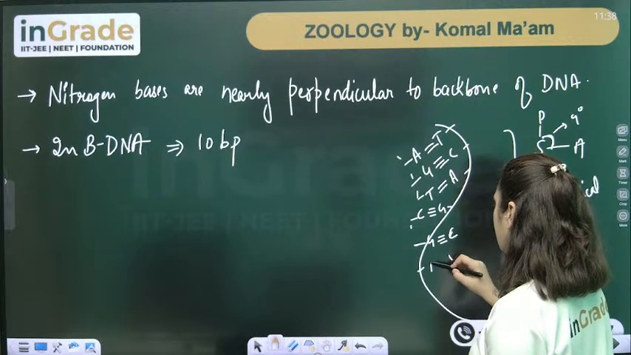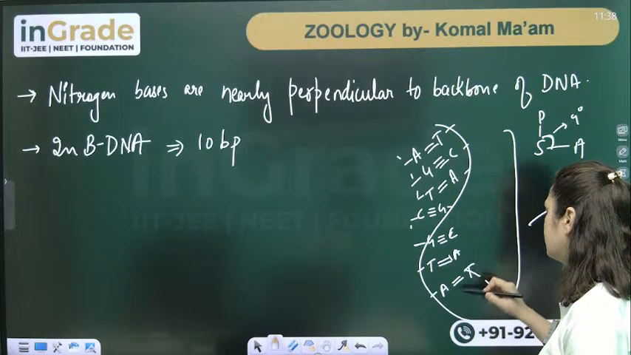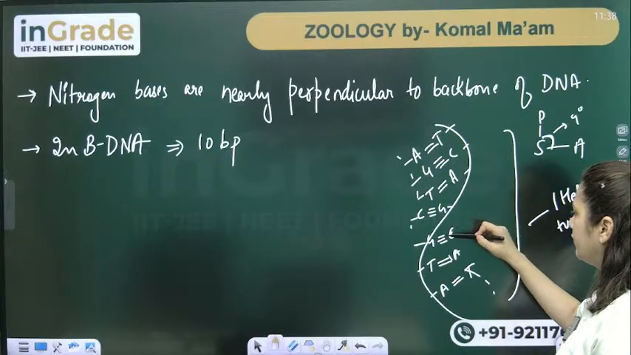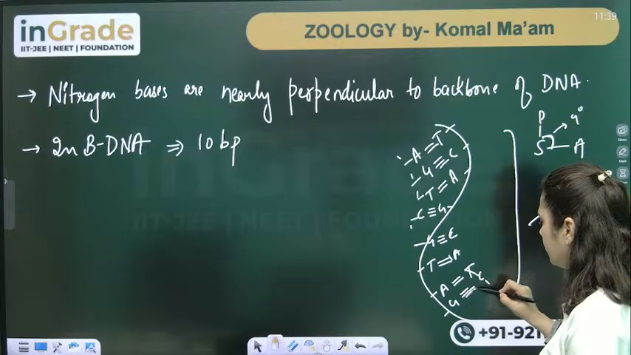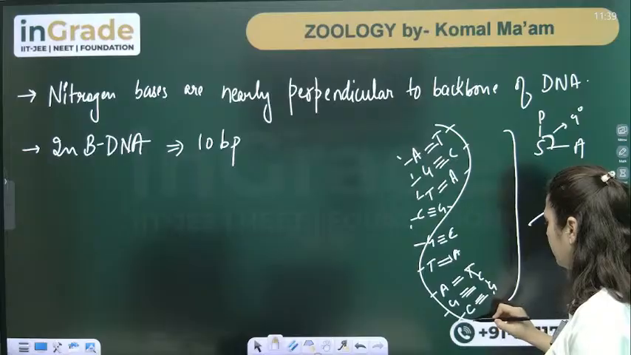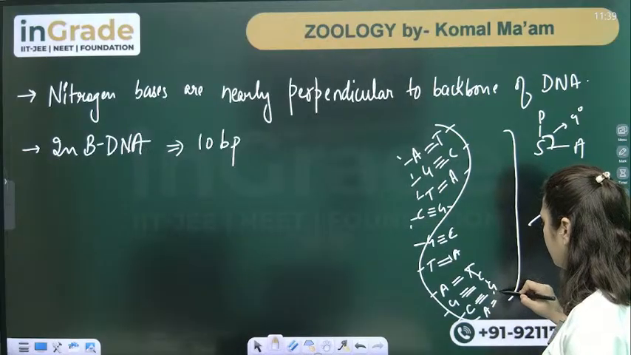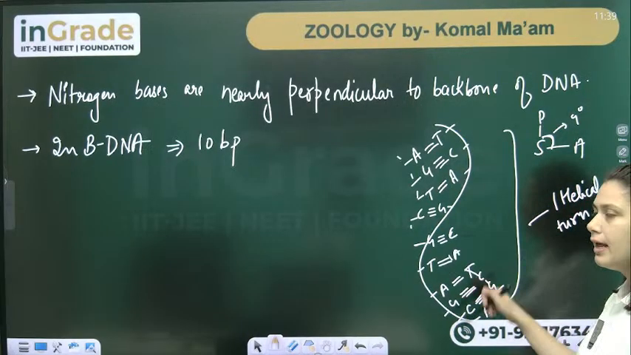Then we have thymine, adenine, double bonds. Again we have adenine, thymine, double bonds. Guanine, cytosine, triple bonds. Cytosine, guanine, triple bond. Adenine, thymine, double bond. Okay, so like this we have 10 base pairs in one helical turn.